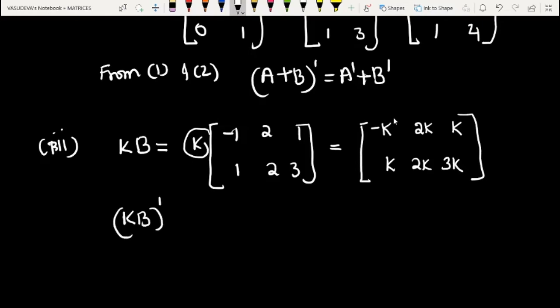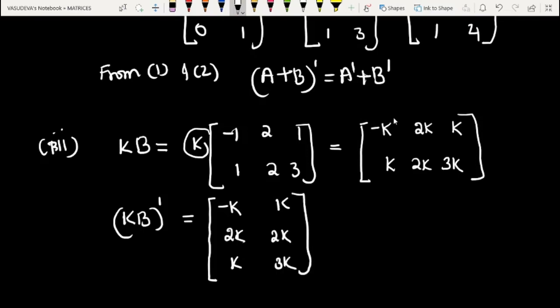kB whole dash. So interchanging the rows into columns, that can be written as minus k, 2k, k, and k, 2k, 3k. So now here all elements have a common factor k, so we can take it outside.